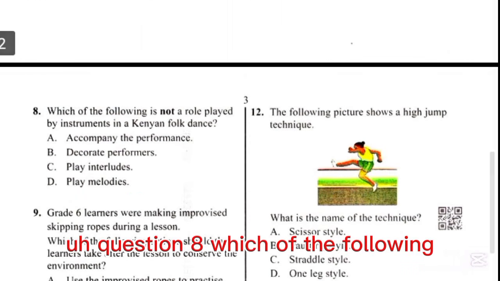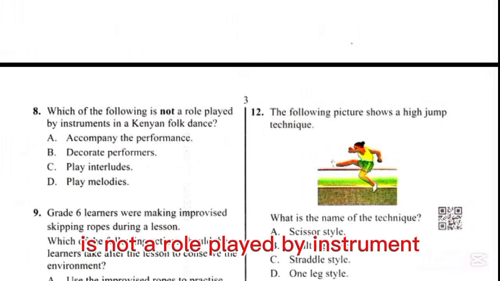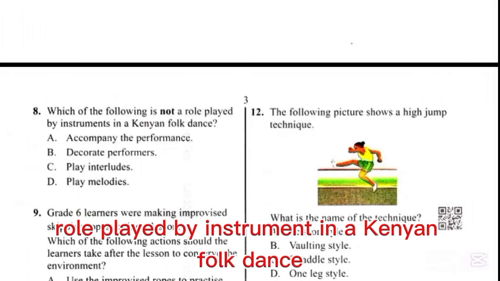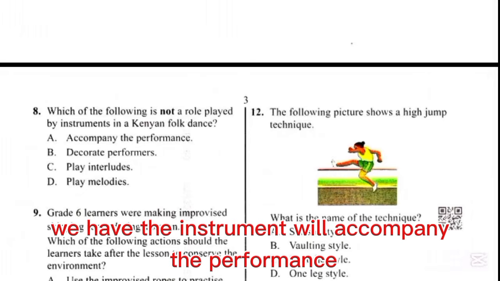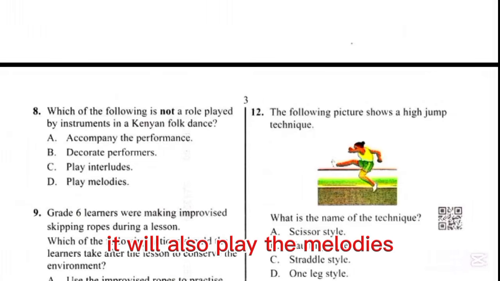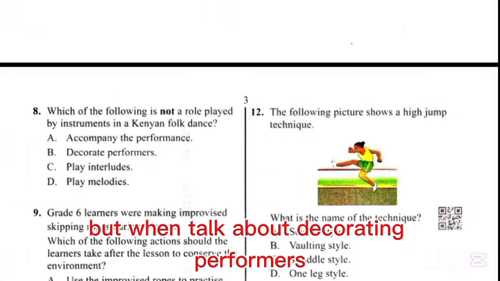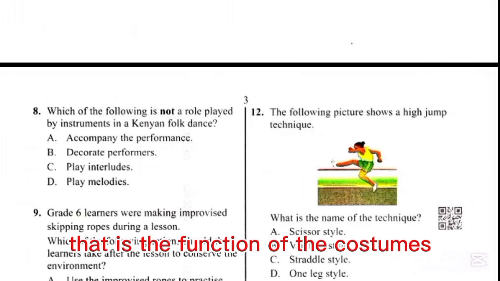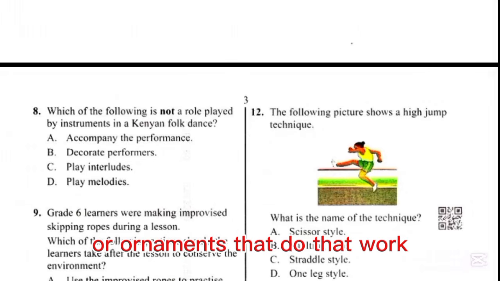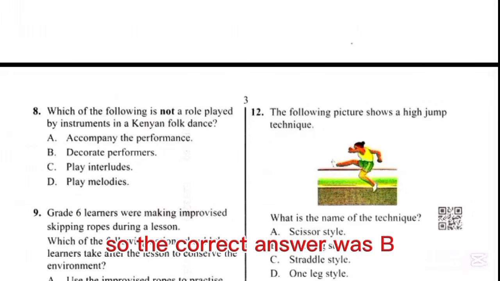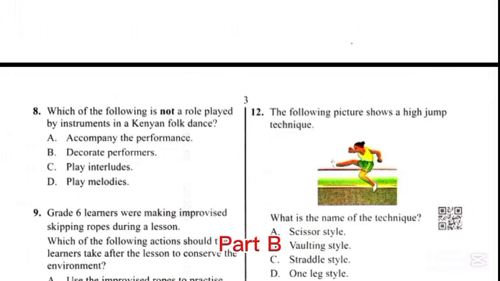Question 8. Which of the following is not a role played by instruments in a Kenyan folk dance? The instrument will accompany the performance. It will play interludes. It will also play the melodies. But when we talk about decorating the performance, that is the function of the costumes or ornaments that do that work of decorating the performance. So the correct answer was B, part B.